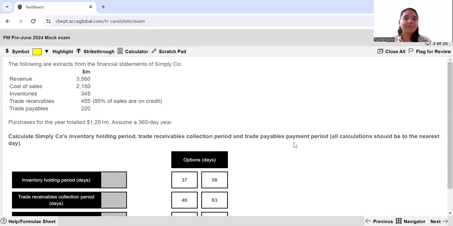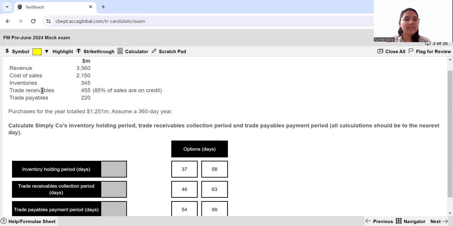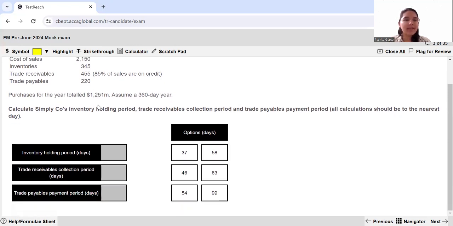Moving ahead. All right. So the following are the extracts of the financial statements of Simply Company. This is the revenue, this is the cost of sales, inventory, trade receivables, payables. Purchases for the year have totaled $1,251 million. Assume a 360-day year. Calculate Simply Company's inventory holding period, trade receivable collection period, and trade payables payment period. All calculations should be to the nearest day.